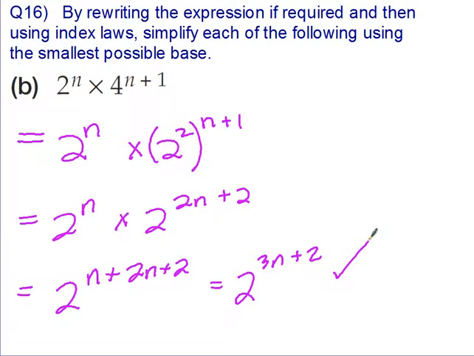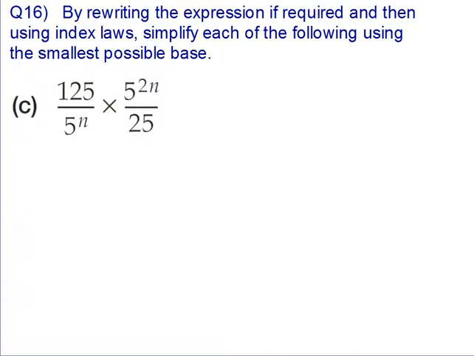Okay, on to part C. Now you might want to pause the video and have another go if you didn't get it out last time. Otherwise, keep watching.